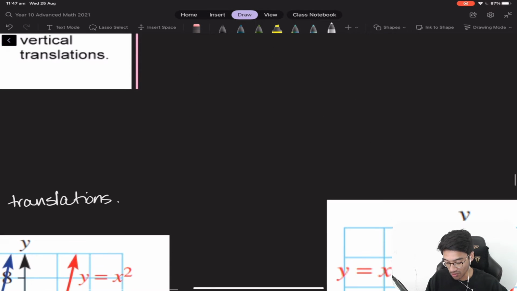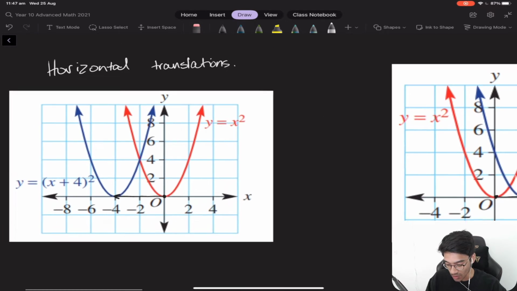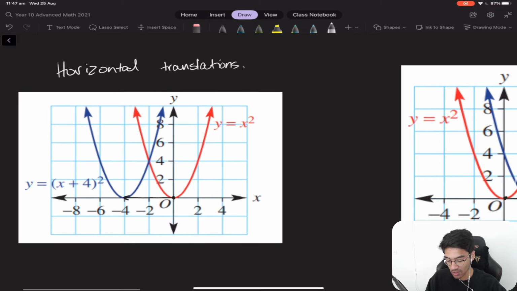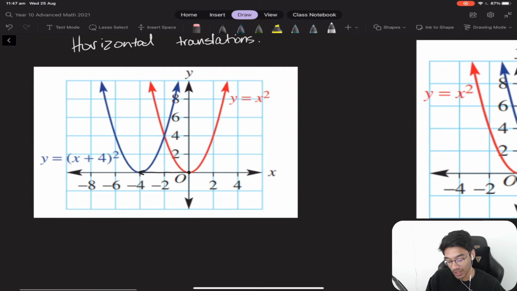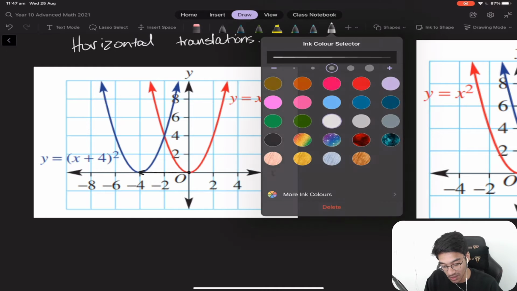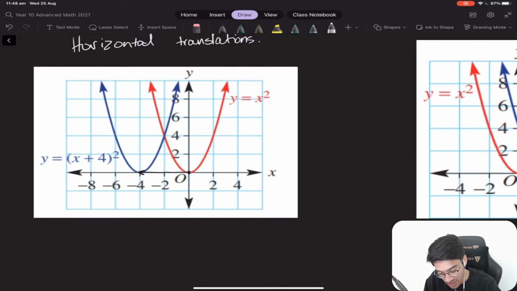So if we go straight into horizontal translations, we'll look at this example here. In our red one, we have y equals x squared, which is just a general parabola. It goes through the origin at (0, 0), and it moves up at a constant rate. Now, if we look at the blue line, we actually have (x plus 4) squared. Our horizontal translations can also be noted as (x minus h) squared.